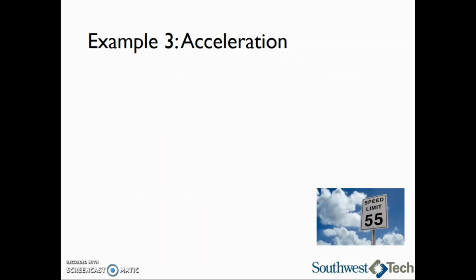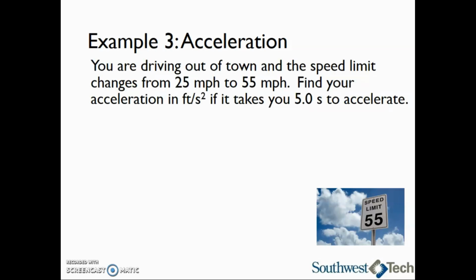Let's take a look at an example with a constant acceleration. You are driving out of town and the speed limit changes from 25 miles per hour to 55 miles per hour. Find your acceleration in feet per second squared if it takes you 5 seconds to accelerate. First, let's write down all of the information we are given. The initial velocity is 25 miles per hour and the final velocity is 55 miles per hour. The time it takes to accelerate is 5 seconds. In this problem, we are trying to find the acceleration.